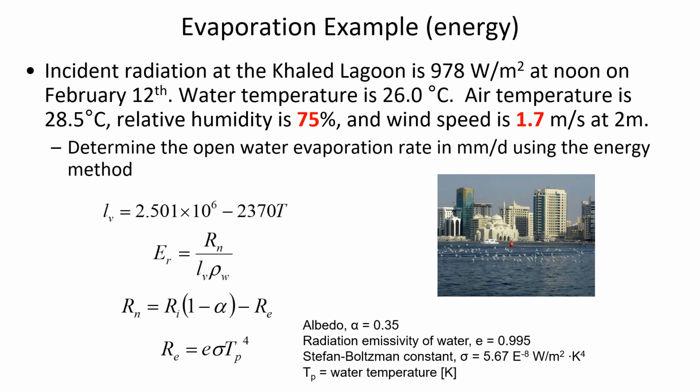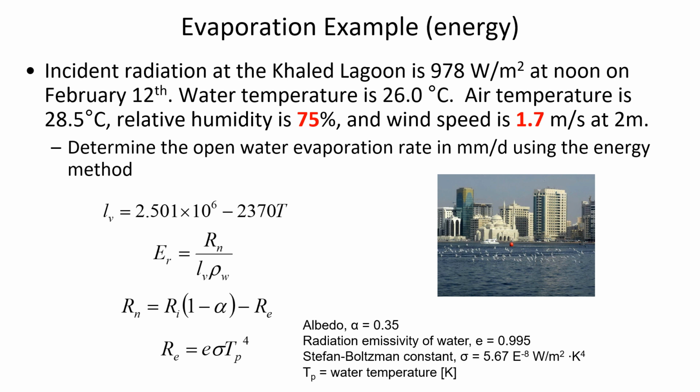So the first thing we'll need to know is the temperature of the water in terms of Kelvin. 26 degrees Celsius plus 273.15 equals 299.15 Kelvin. So we know the water temperature, the amount of radiation that's emitted by the water is epsilon sigma T_p to the 4th power.